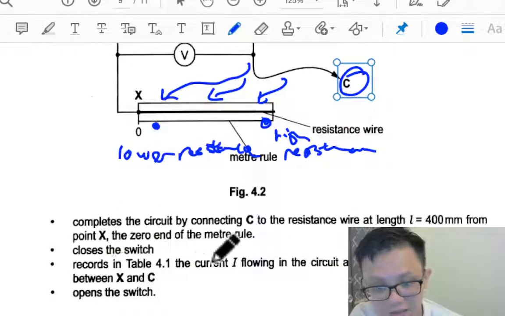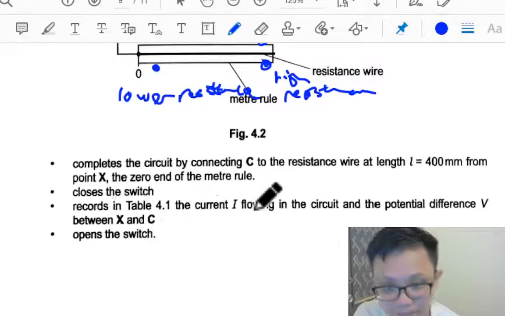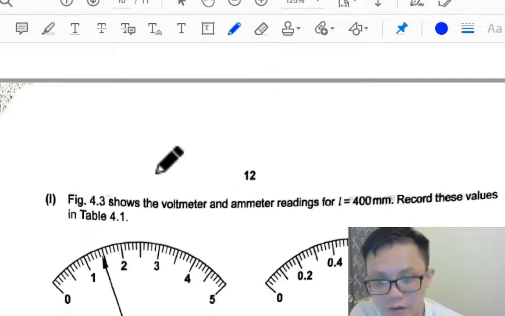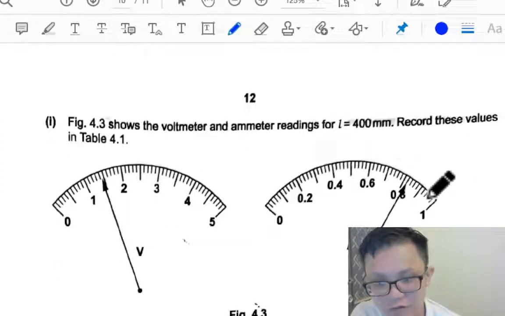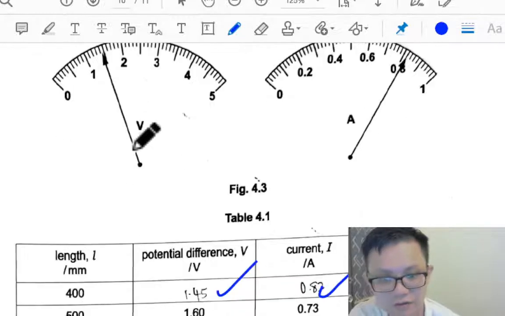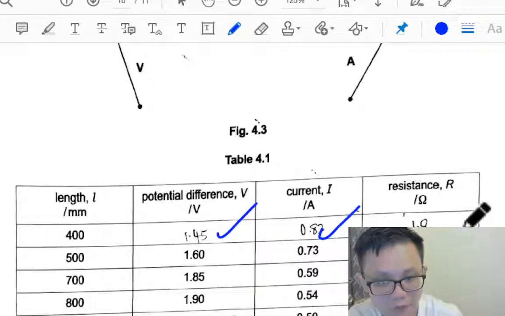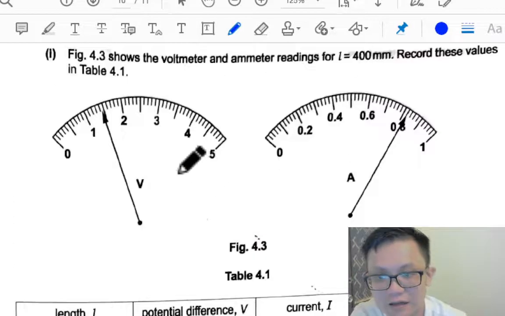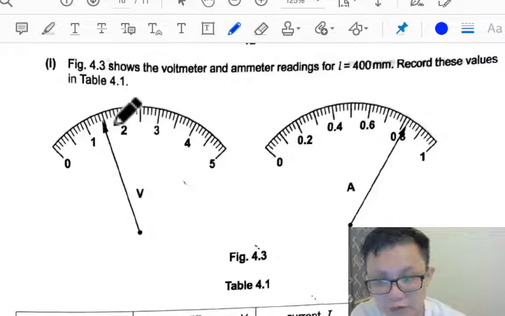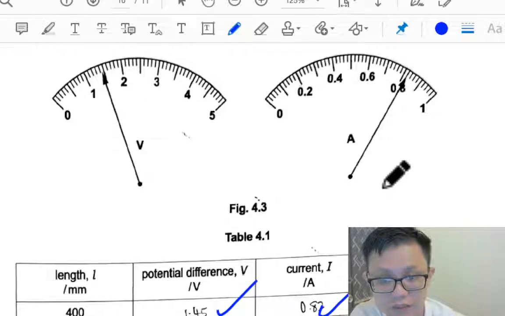Record the answer. Write the data: the potential difference between X and Z. Open the switch. Then you open again. The voltmeter and ammeter show readings at 400. Record the value. So the value is already shown. Remember to put 1.8. All the decimal points, remember to put them. So 1.45, no problem. This one is what?